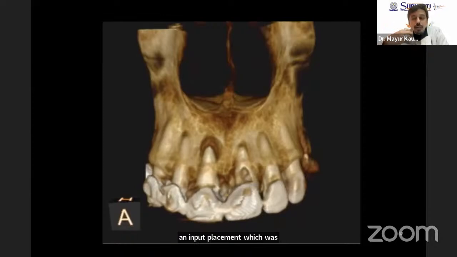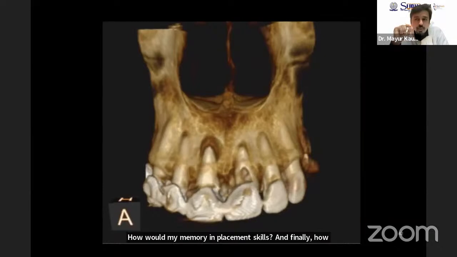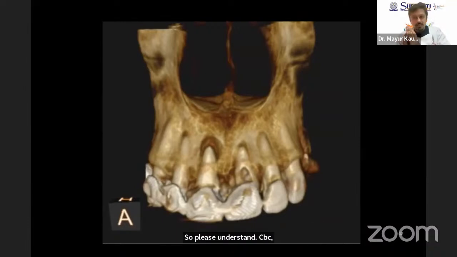Implant placement was not the issue in this case. It was what happens after implant placement: how good my bone grafting and membrane placement skills are, and finally how good my flap approximation and suturing skills are. So please understand, CBCT is an asset to an extent. Don't get played by what these companies are guiding you, that you can do it blindfolded. No, that happens only in movies.